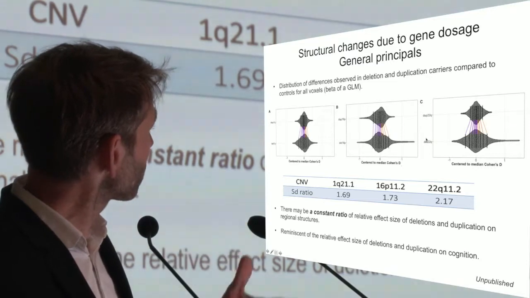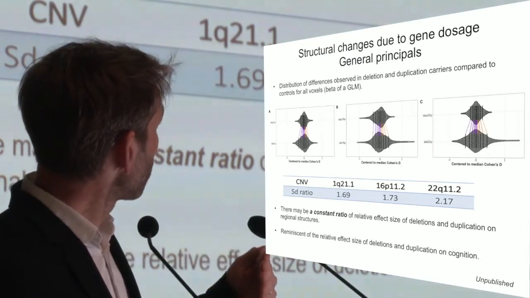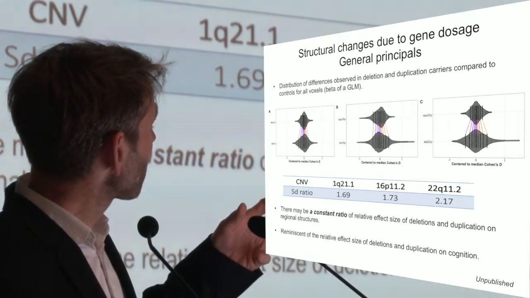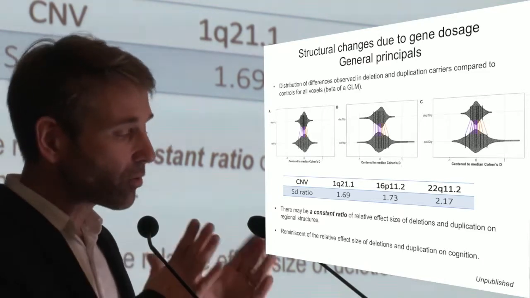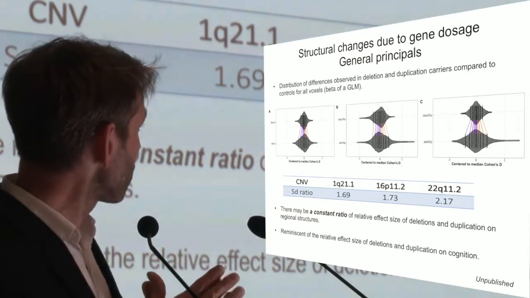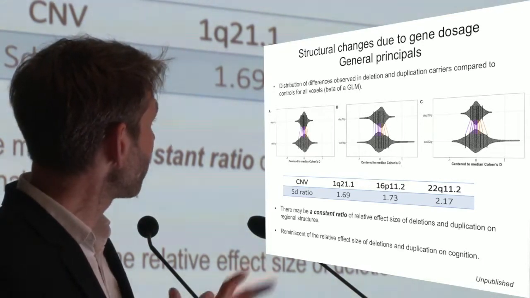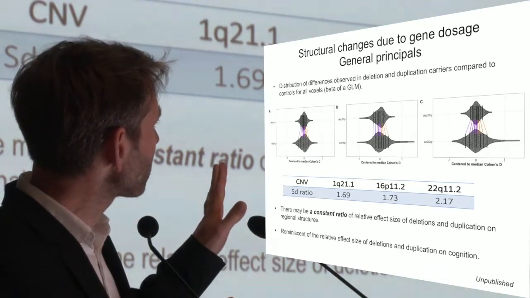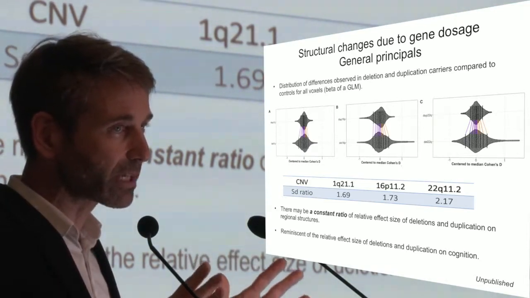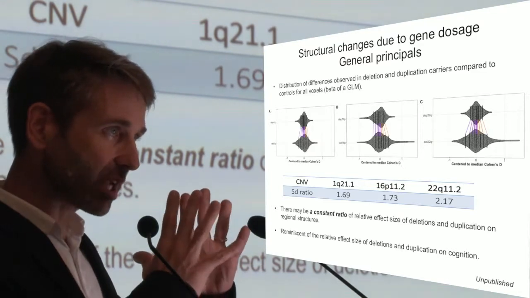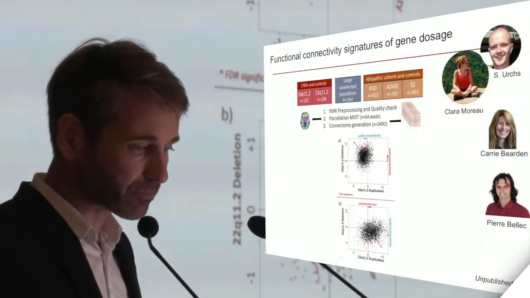So there seems to be sort of a general principle, at least at the brain structure level, where when you apply gene dosage, you're distorting the brain with a very fixed ratio, you know, a 2-to-1 almost ratio between duplications and deletions. And I think this is sort of where our hypothesis is that you can see this across the genome. So anything you delete or duplicate, you're going to have this distortion of the relationship between regional brain structures.